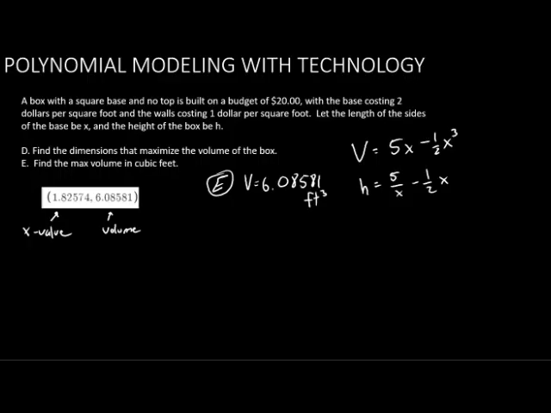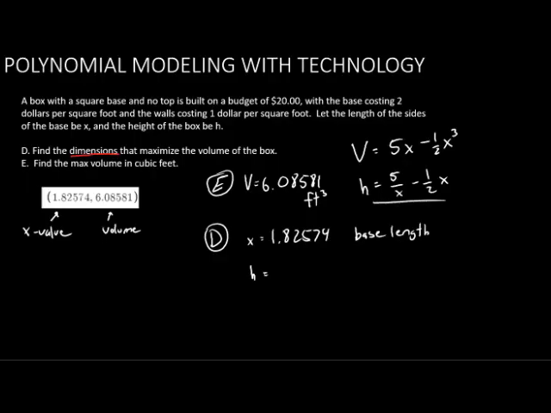We've actually only partially answered Part D. We know the x is going to be 1.82574. This will be the length of our square base. However, when the question asks you for dimensions, it's not enough just to get the base. We'll also need to get the height.